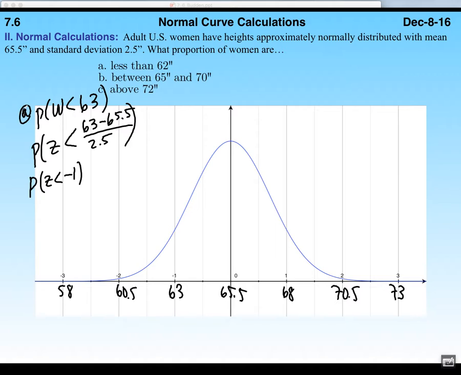Okay, we're going to label Brooke on here. So this is Brooke. These are all the women that are shorter than her. Now we're going to use the table. You guys use the table right now. So find the probability of being less than 63 inches or -1. You should get 0.1587. Yeah? Okay.